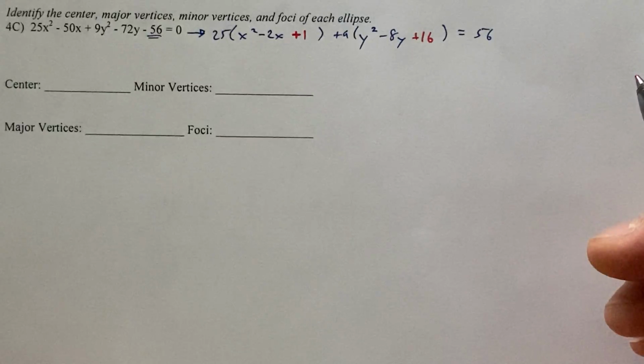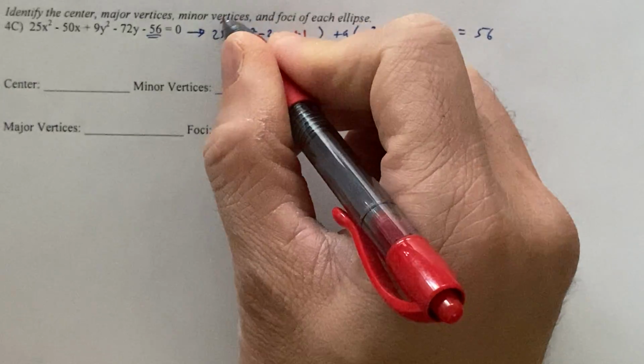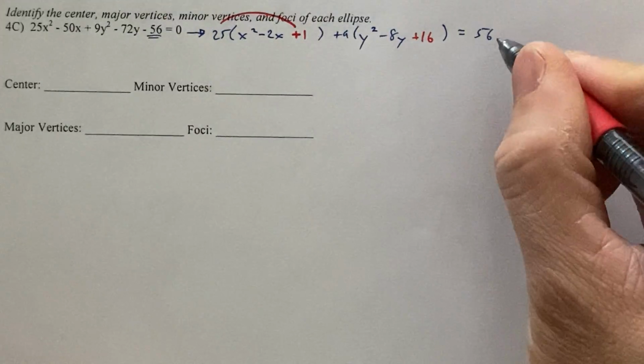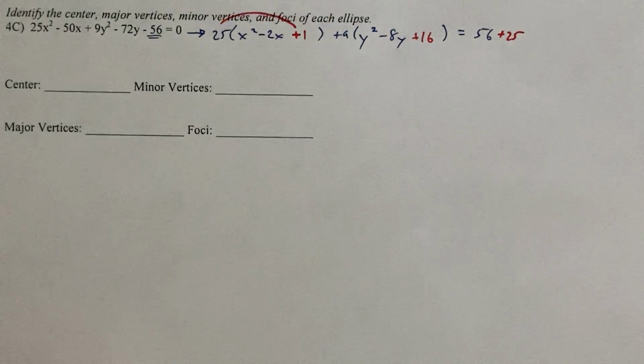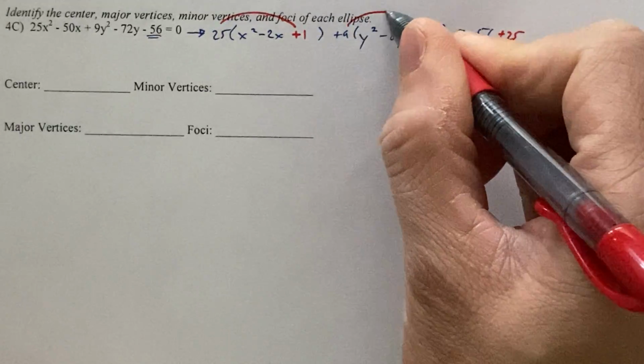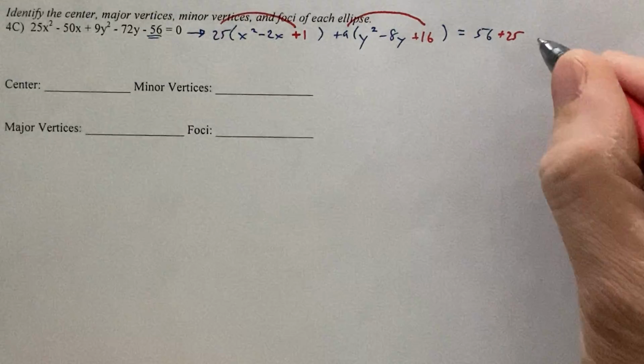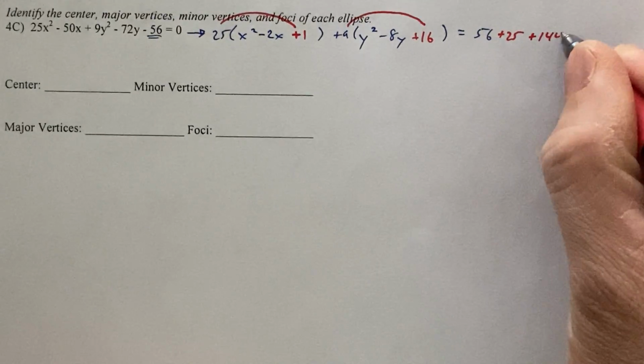And the answer is no. You have to respect these parentheses. I didn't just add 1. I actually added 25 times 1, which is 25. Same thing for the y's. I didn't just add 16. It was actually 9 times 16 when I introduce that 16, so that's actually 144.